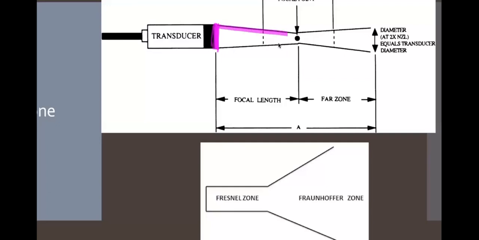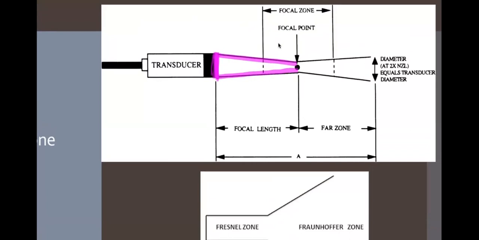And then again, it reaches its most minimal point, the focus or the focal point, and then it starts to diverge out. And at this point, it reaches the exact same diameter as it started with. So these two diameters are the same. So where am I when I talk about this guy right here? I am at the end of the far zone, right?